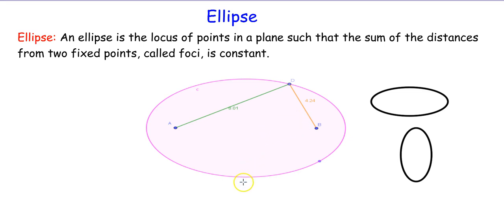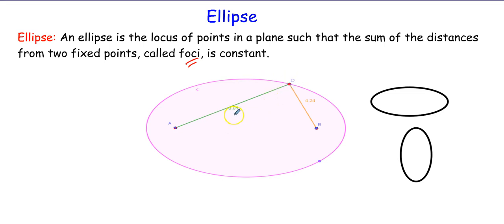So mathematically speaking, what is an ellipse? It is defined this way. An ellipse is the locus of points in a plane such that the sum of the distances from two fixed points, which are called foci, is constant. If A is one focus here, the first focus, and B is the other focus, then because we have two of them, we call it the plural, foci. Now, the length from that focus to any point on this ellipse.